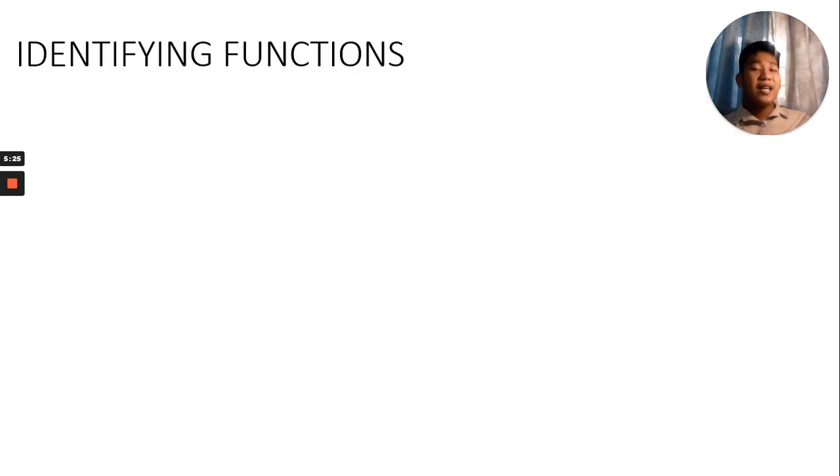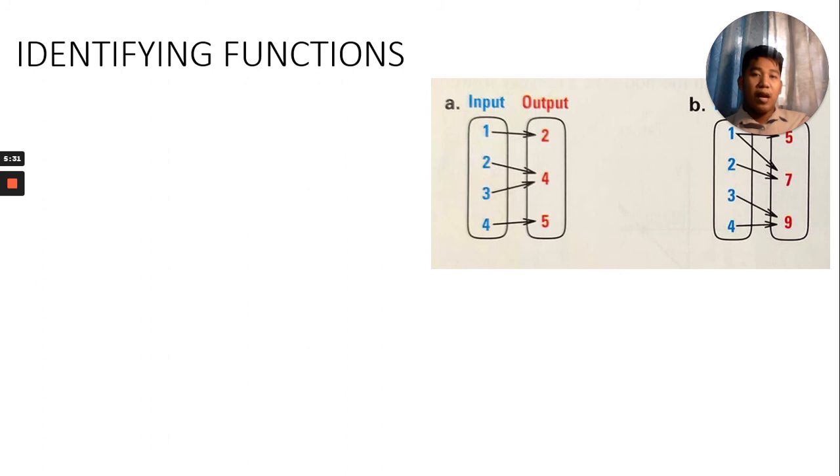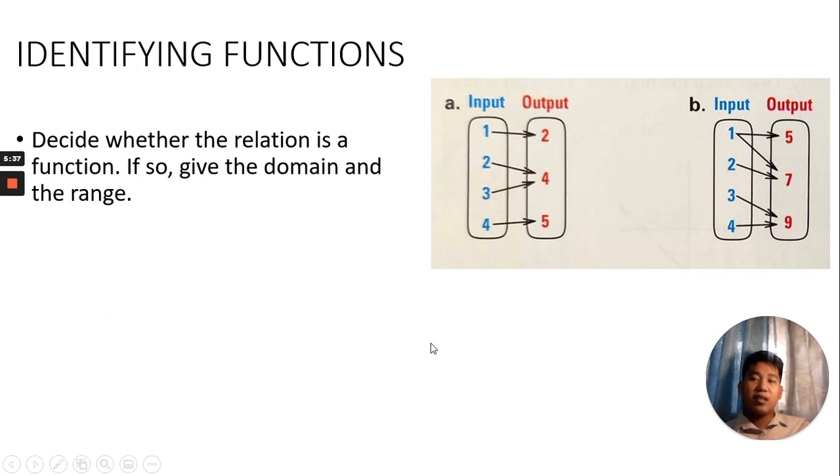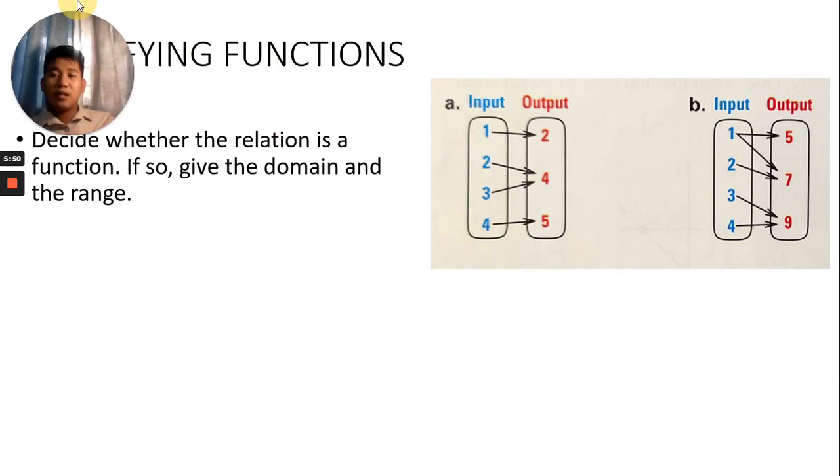Let's identify functions. How are we going to identify functions? Let's take a look at these two input and output examples, letters A and B. Here's the instruction: decide whether the relation is a function. If so, give the domain and the range. I think I will also give the domain and range whether it is a function or not. So let's keep on answering this.